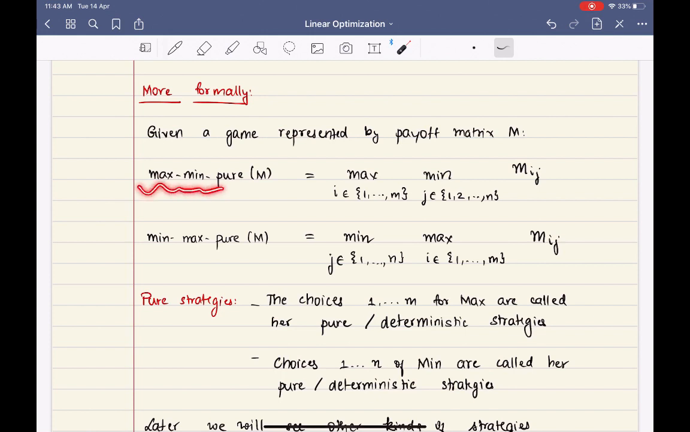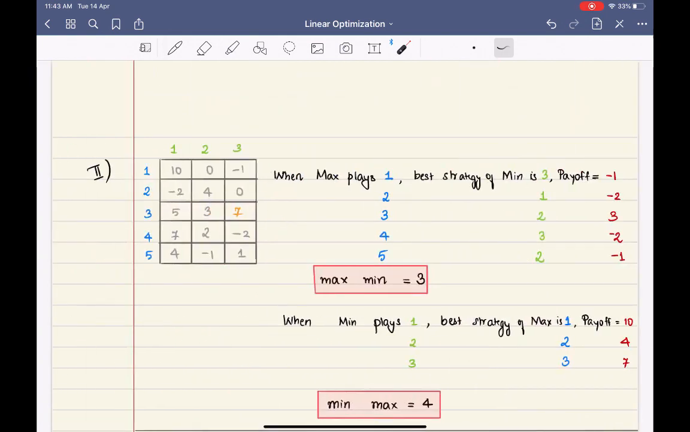Now the max min over pure strategies, we denote it as max min pure, is the max over all i, the min over all j, M_ij. Okay, that is what is the max over all i. For each i you find the min and you take the max. So for a given i you find the min and you take the max over all these min values.